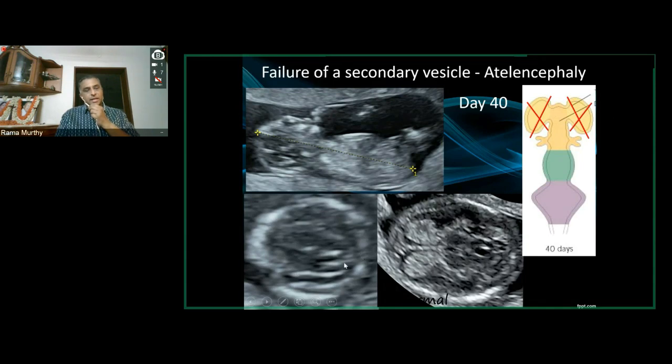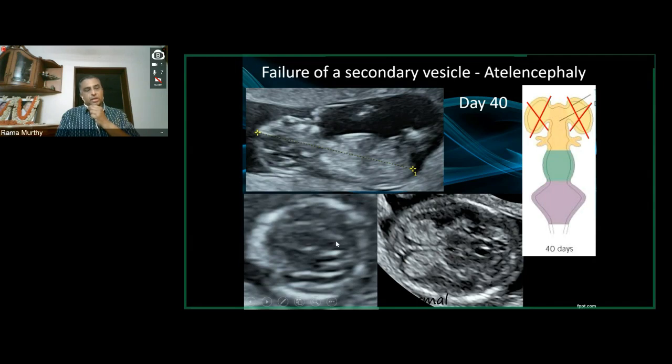This is the index case that we are studying now. And to compare, I would put a similar section in a normal case. So that's the aqueduct of Sylvius, the cerebral peduncles of the midbrain. And then that is the thalamus on either side, thalamic bodies. And then in the same section, you see the anterior aspect of the cerebral hemispheres. Now, what is missing is this. There is no choroid plexus, there are no anterior horns at all over here.